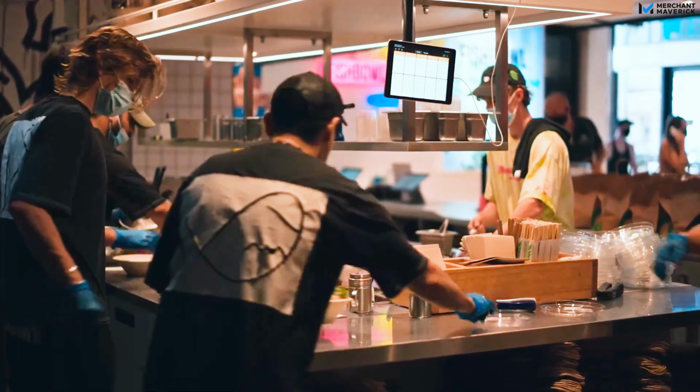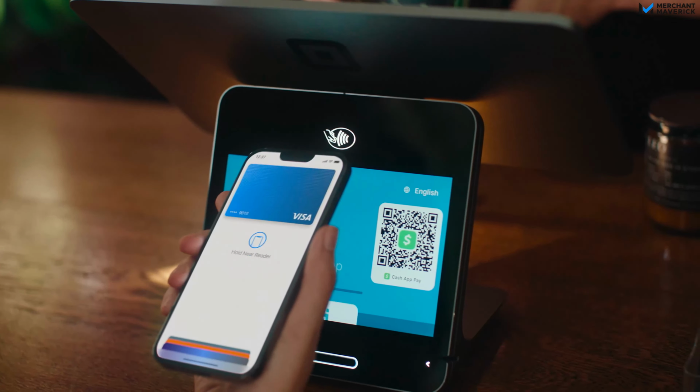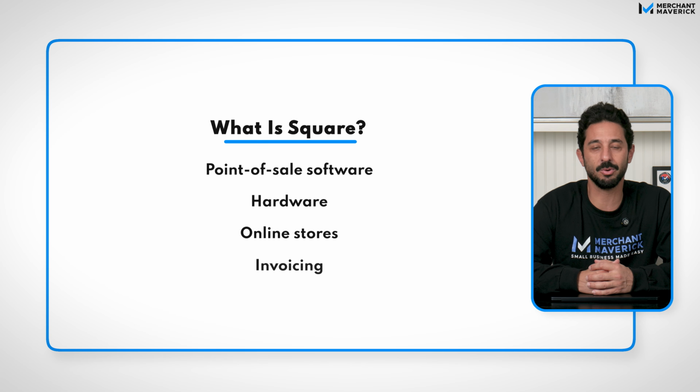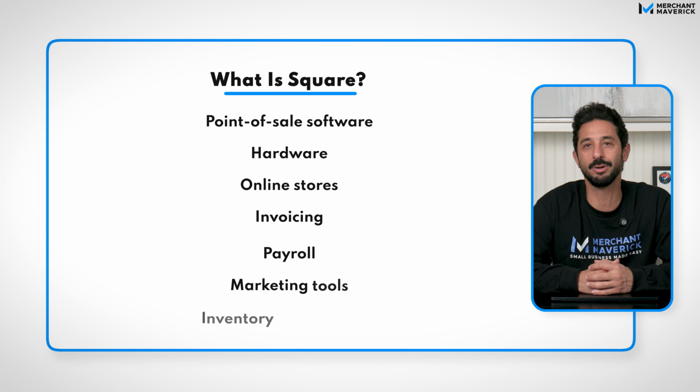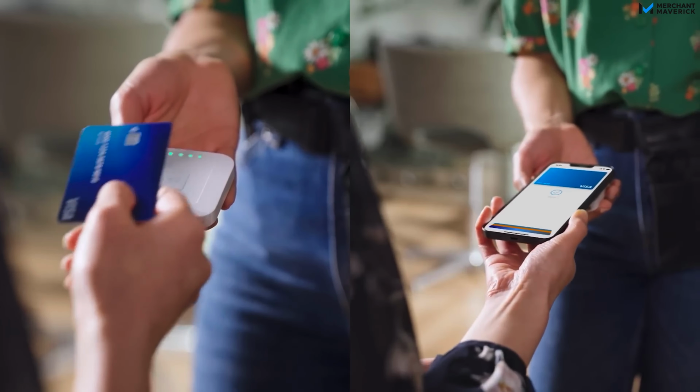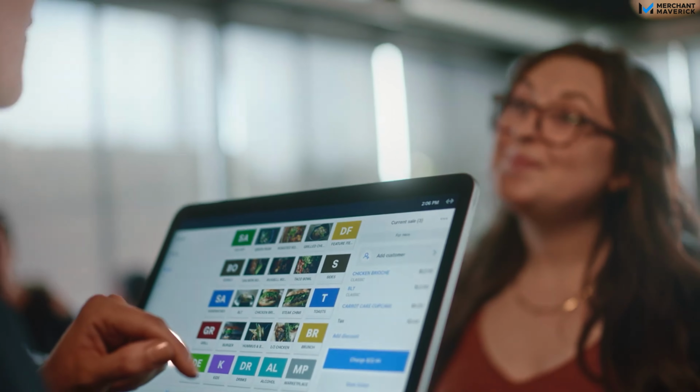Beyond payments, Square is also a full small business platform. It includes point of sale software, hardware, online stores, invoicing, payroll, marketing tools, and inventory management. You can start simple and add tools as your business grows without switching platforms.